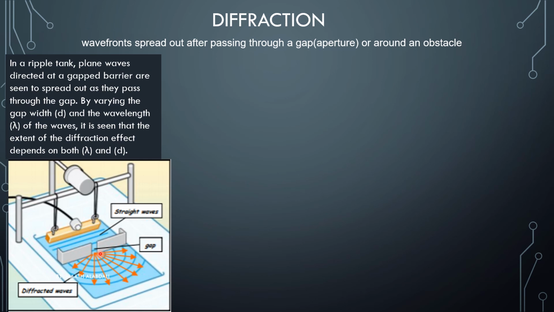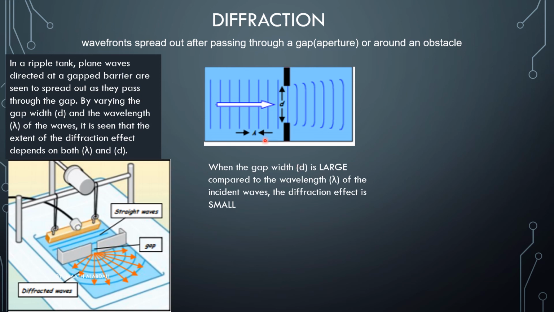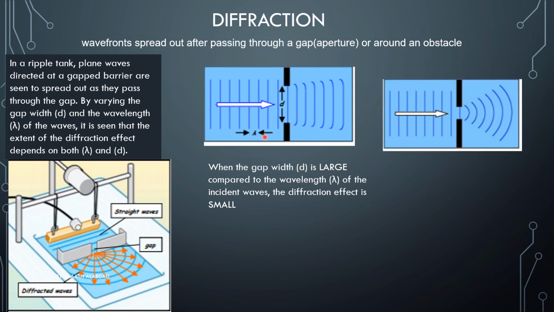By varying the gap width d and the wavelength lambda of the waves, it's seen that the extent of the diffraction effect depends on both the wavelength and d, which is the width. In here, you can see that when the gap width d is large compared to the wavelength of the incident waves, the diffraction effect is small, while in here there's a high diffraction because d is small, the width is small.